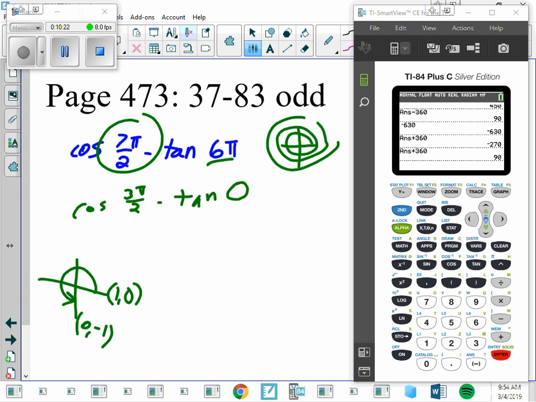What is the cosine of 3 pi over 2? 0. Minus, what is the tangent of 0? 0 over 1. So the answer is just 0. Okay.